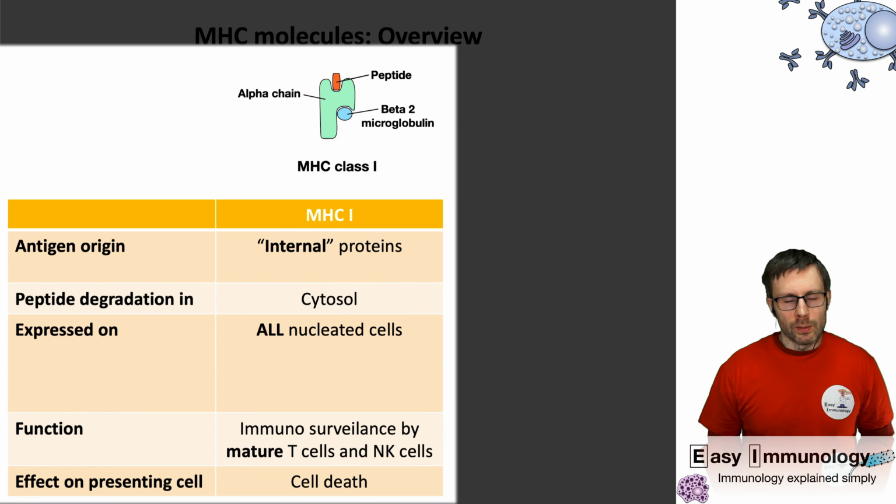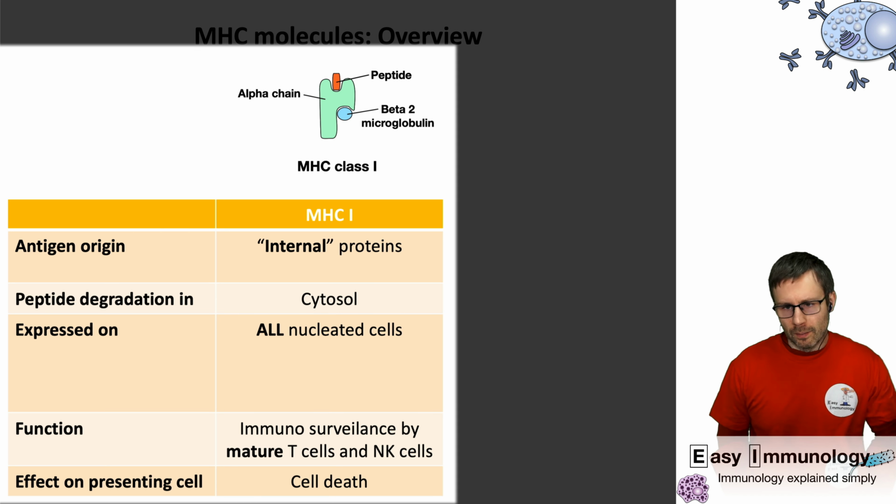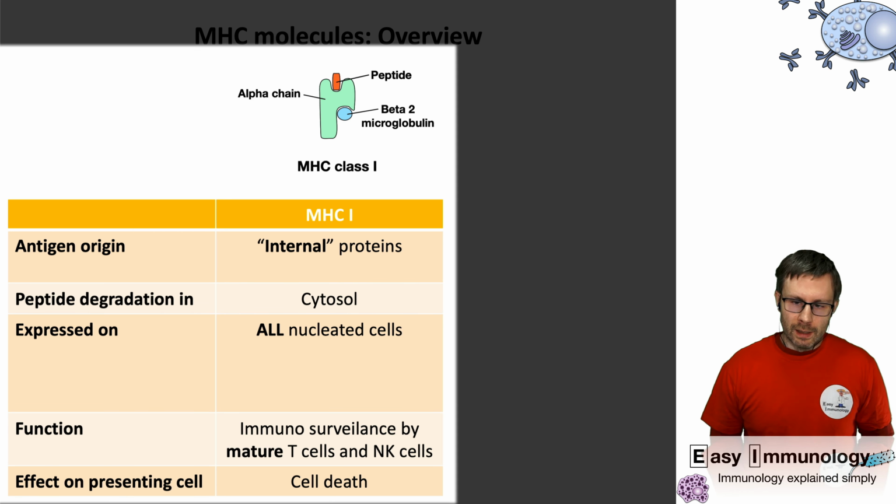MHC class 1 molecules present antigens which are internal in origin, so they are generated from proteins that are generated inside the cell. The peptide degradation happens in the cytosol, and these MHC molecules are presented on all nucleated cells. So all cells that have a nucleus; there are some, like red blood cells, which do not have a nucleus, they do not have MHC class 1 expression. That's why you can make blood transfusions very easily, or more easily than organ transplants.